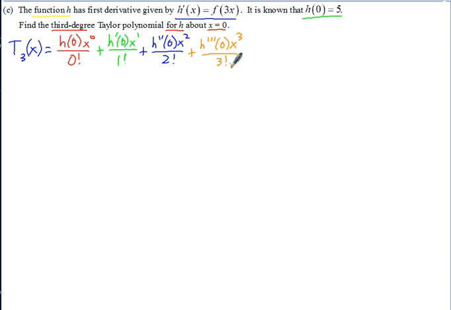Let's see if there's anything we know right now. Well, we do know h of 0 right here is 5. x to the 0 is 1, 0 factorial is 1, so we actually know our first term of our third degree Taylor polynomial for h would just be 5.